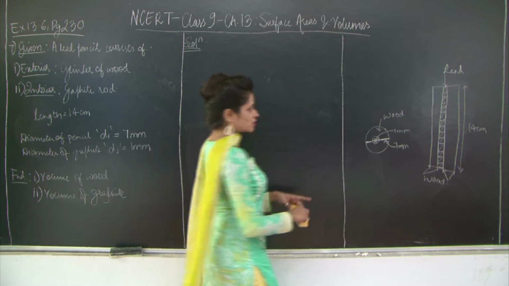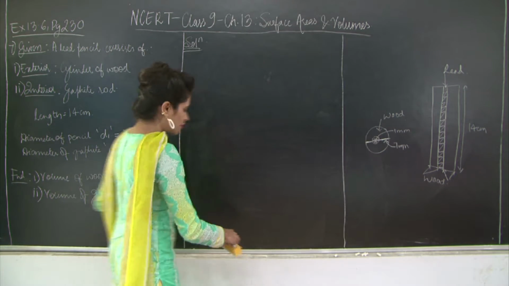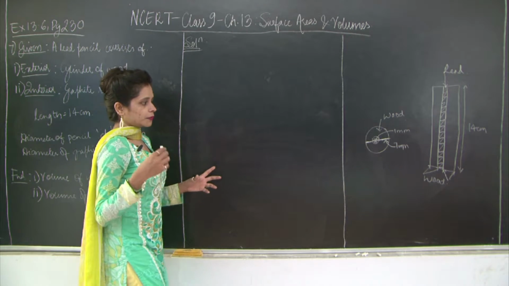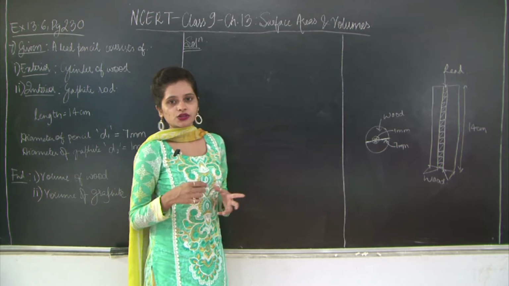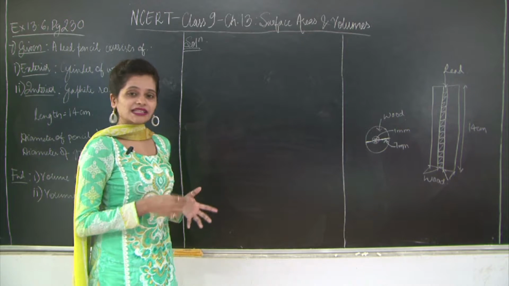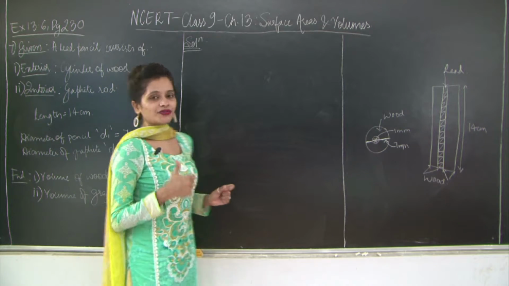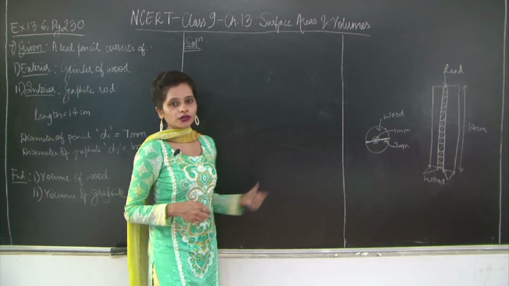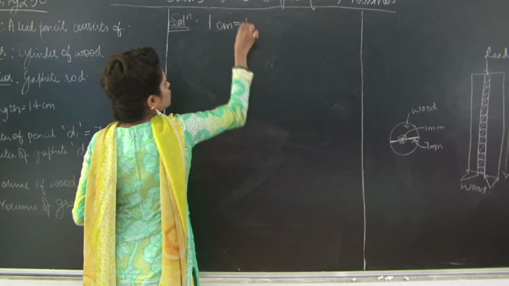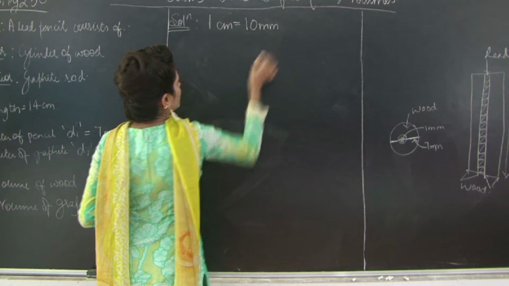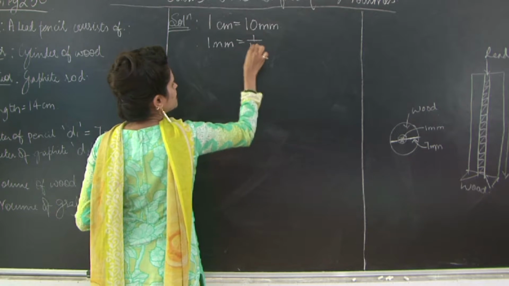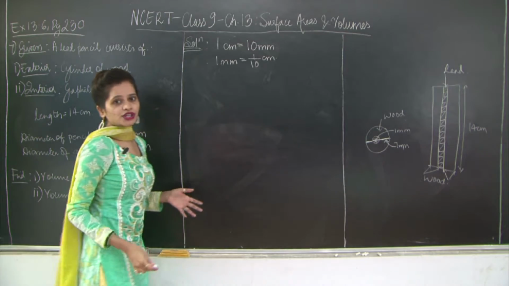So let's go ahead and solve this question. I'm leaving this drawing as it is for now. We are going to convert the millimeters into centimeters first, using the formula that 1 centimeter is equal to 10 millimeters. Then we are going to find the volume of the graphite rod and then the wooden part. So we have 1 centimeter is equal to 10 millimeters. Therefore, 1 millimeter is going to be 1 upon 10 centimeters, right, just by using the unitary method.